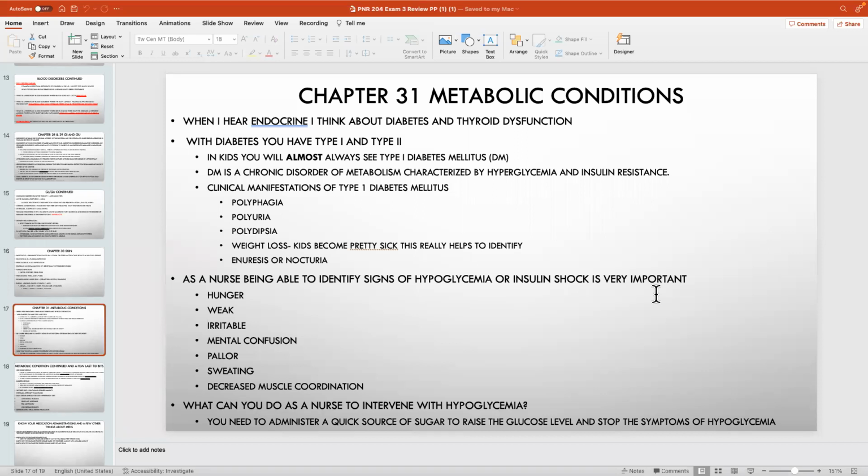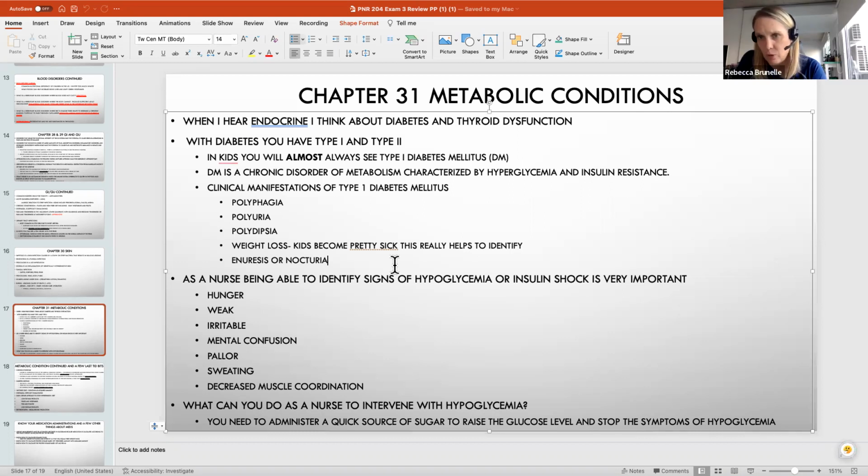Would be polyphagia, polyuria, polydipsia. Very good. And then they tend to have weight loss. And with the polyuria, they can have wetting. They could normally have been dry and then they start peeing at night, etc.